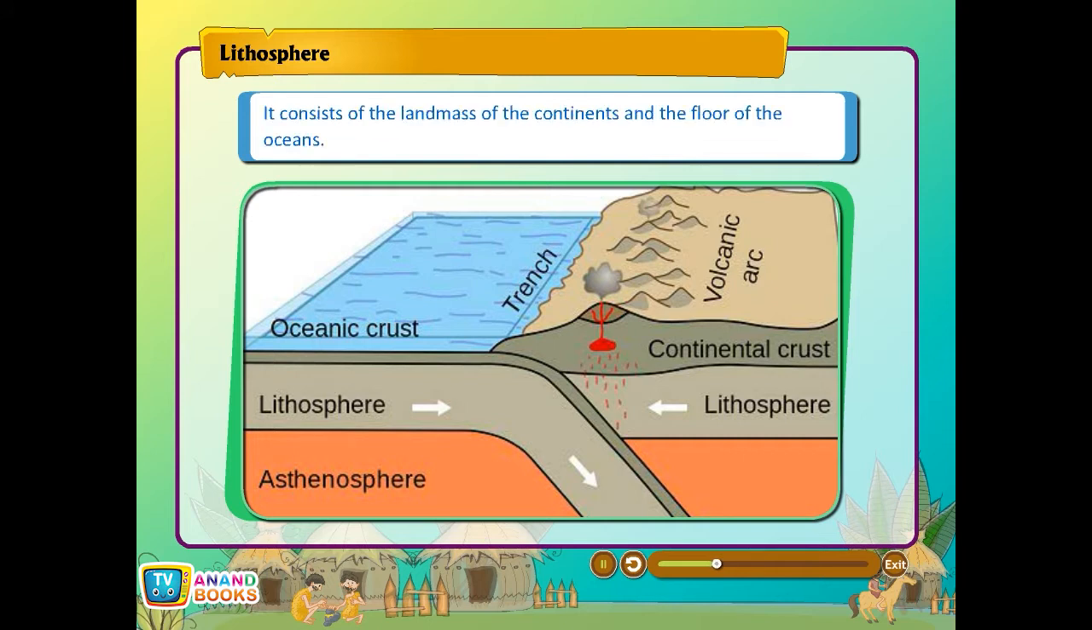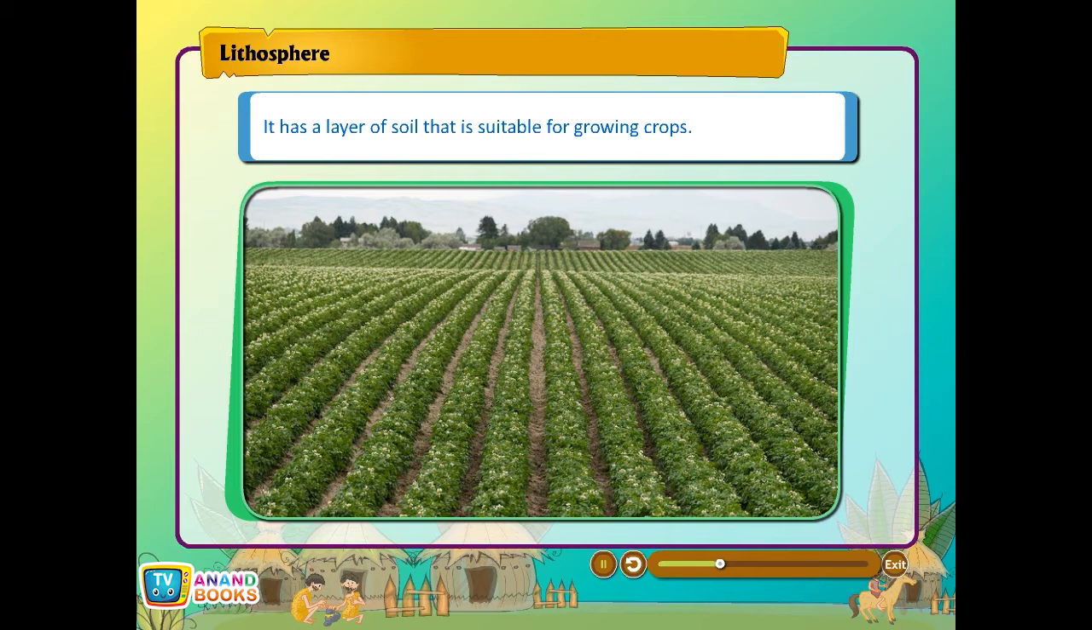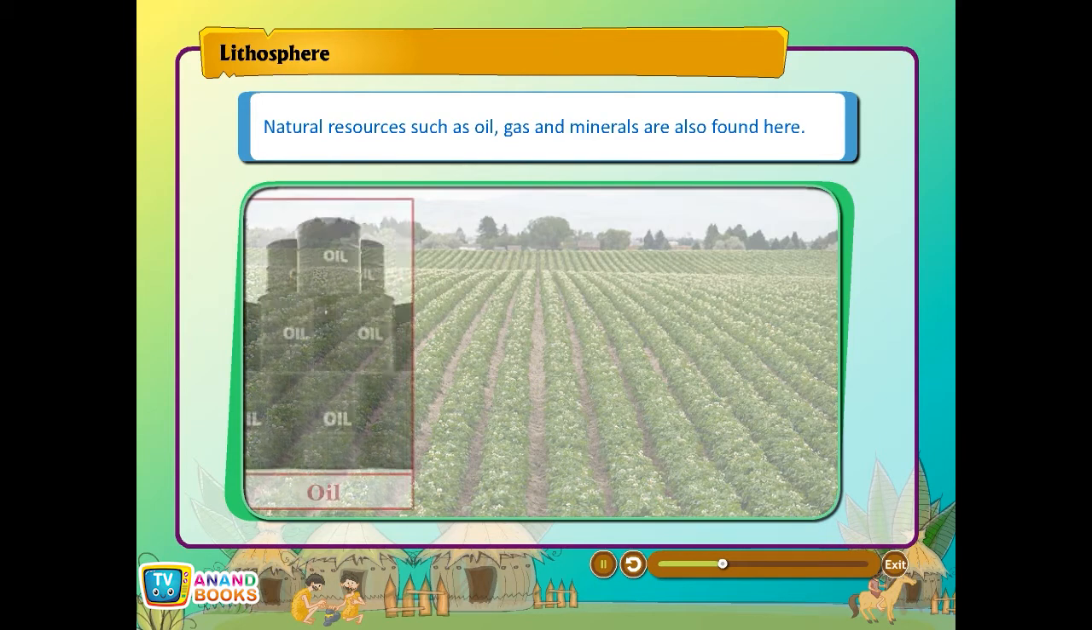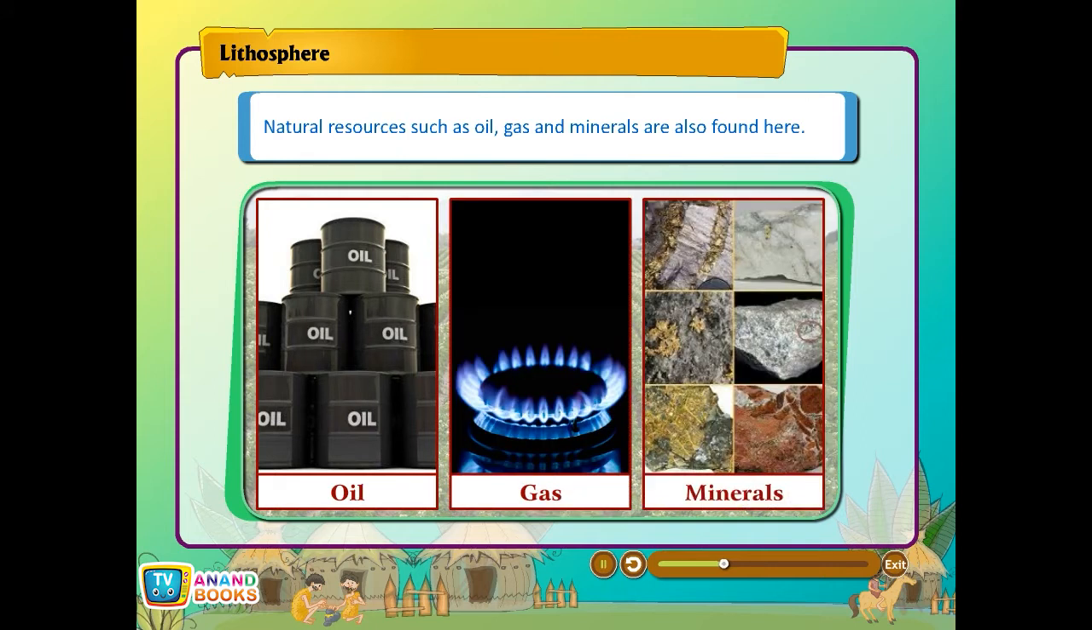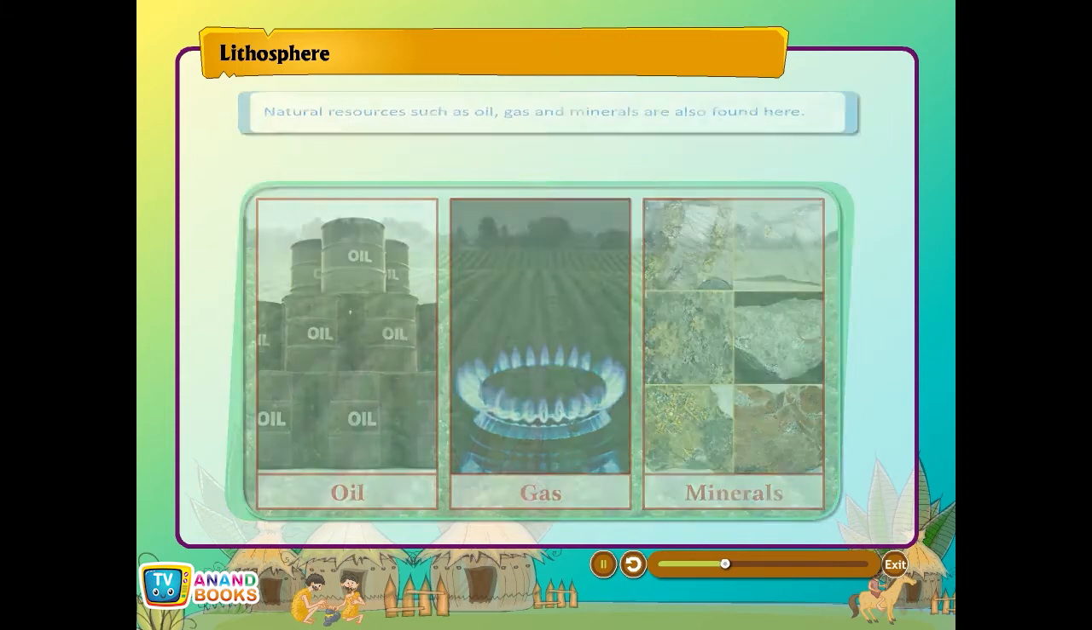It consists of the landmass of the continents and the floor of the oceans. It has a layer of soil that is suitable for growing crops. Natural resources such as oil, gas, and minerals are also found here.